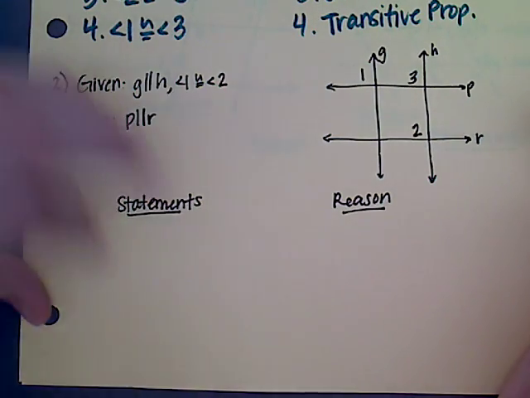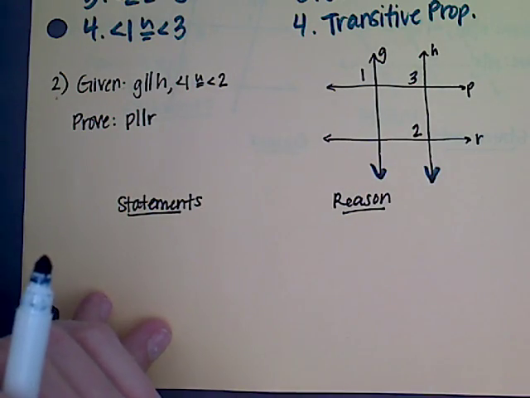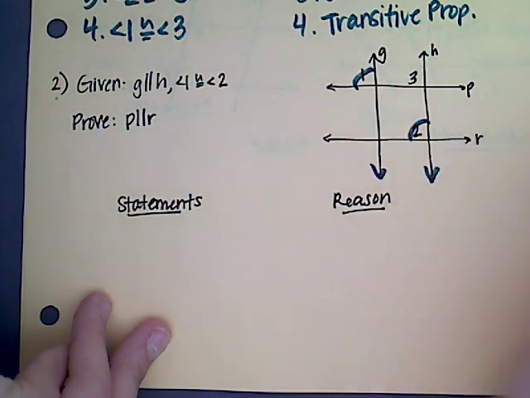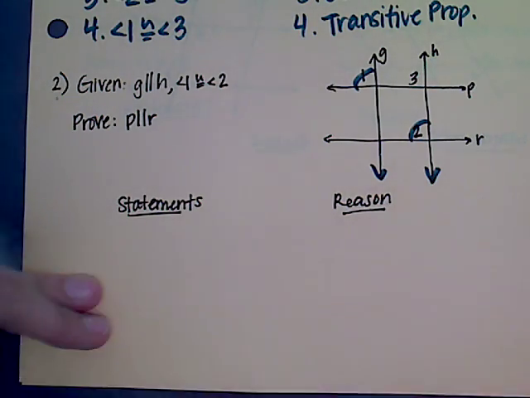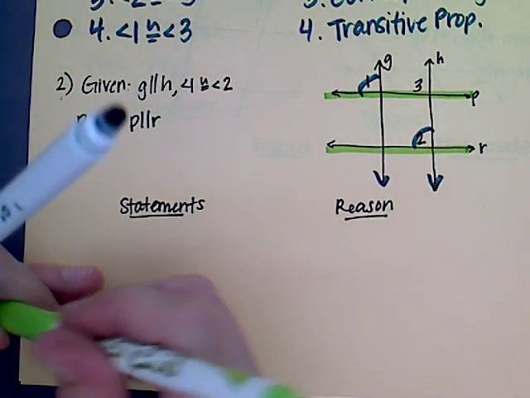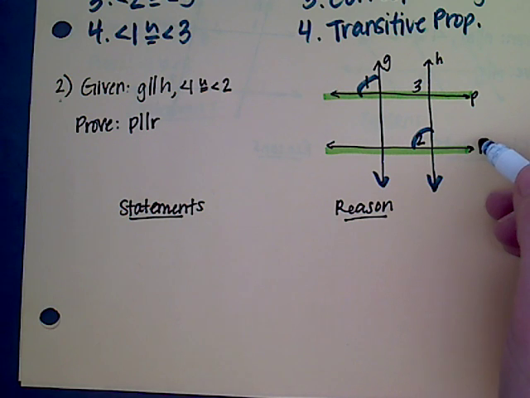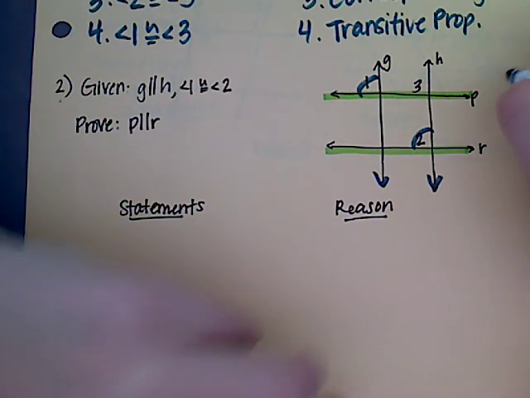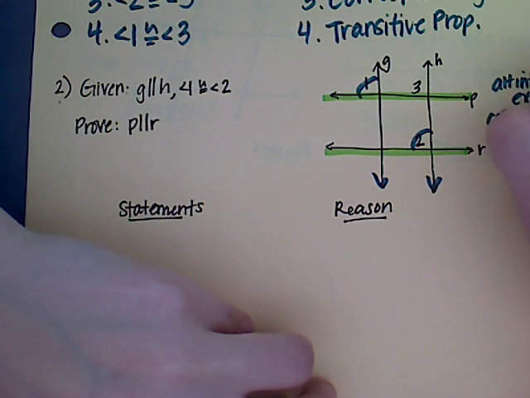In proof number 2, we're given that G is parallel to H and that angle 1 is congruent to angle 2. And we're going to need to use that information to prove that P is parallel to R. So remember, to prove that two lines are parallel, we have to show one of those relationships: the alternate interior or exterior, consecutive interior or exterior, or corresponding.